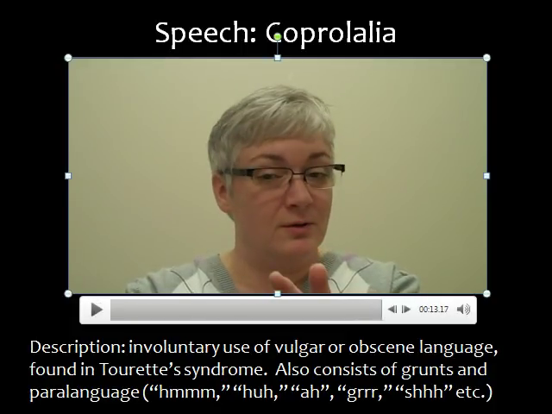The client here is trying to talk about the couch she bought at Macy's and is interrupted by intrusive, involuntary verbal tics. When these tics are either vulgar or obscene, or paralanguage, then coprolalia is indicated.